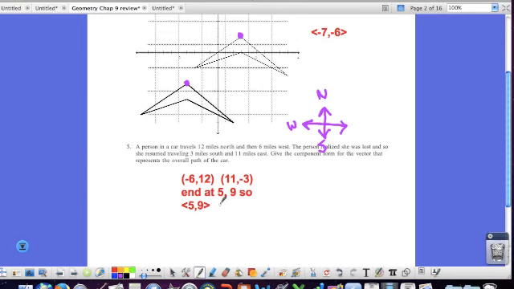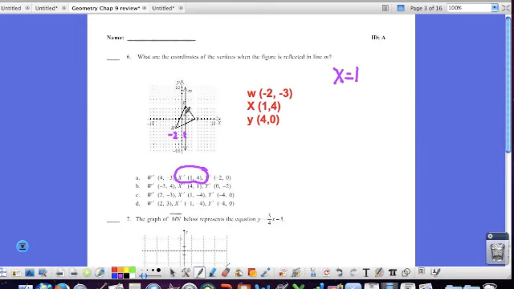So W is at -2, -3. When I reflect it over x equals 1, the y value doesn't change, so y is still -3. But from -2 to 1, I'm 3 spaces to the left of 1. If I go 3 spaces to the right of 1, I get to an x value of 4, and as we said, the y value doesn't change. Same thing for point Y, which is 4, 0. If I'm reflecting over x equals 1, my y value doesn't change, it stays at 0.